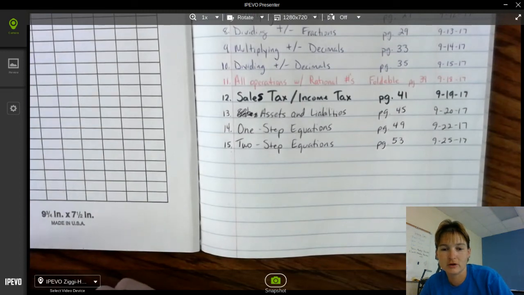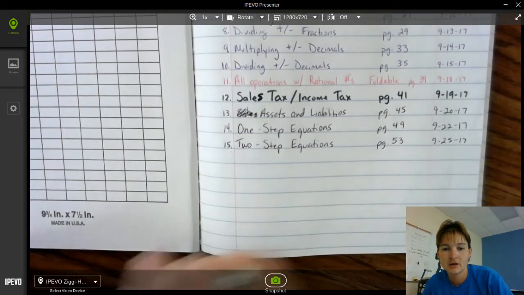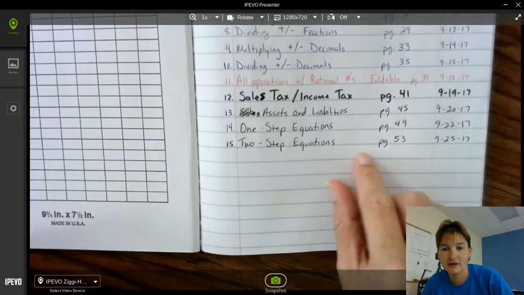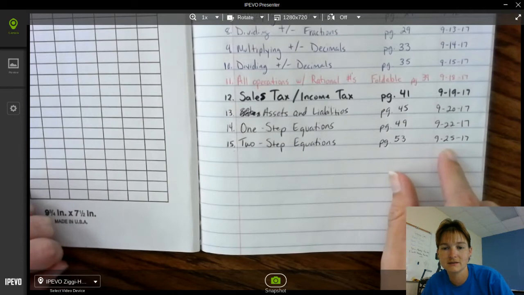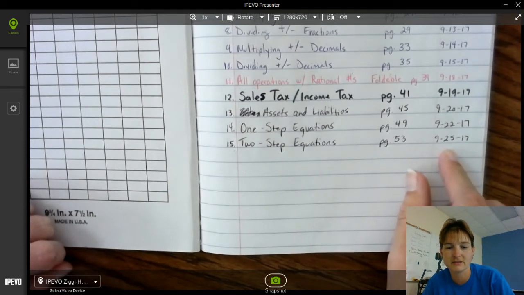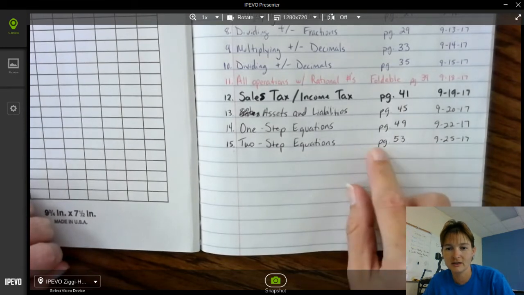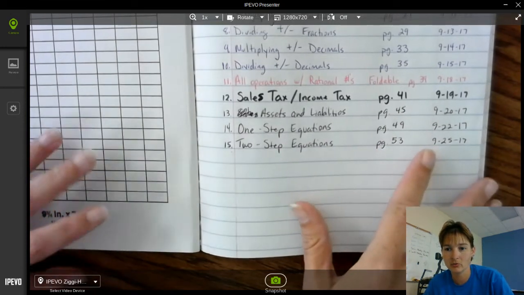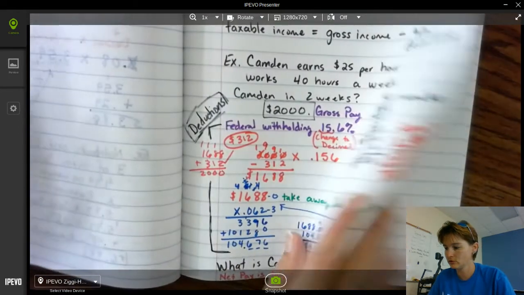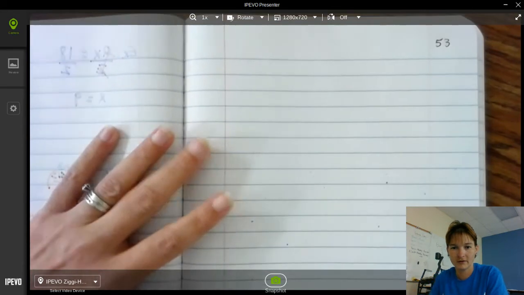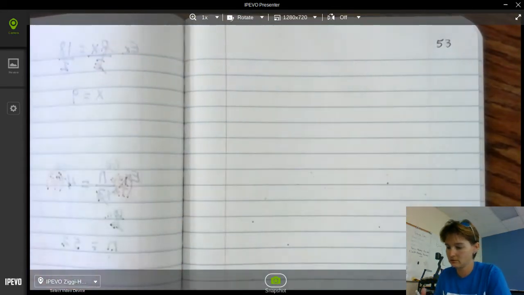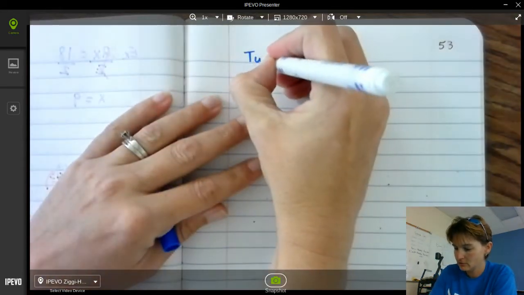Okay, in today's lesson, we're going to talk about two-step equations. We have two-step equations on page 53, and Monday's date is 9/25 of 17. When you get that written in, please turn to page 53 or maybe your next page in your journal, and we will start with two-step equations as our title.